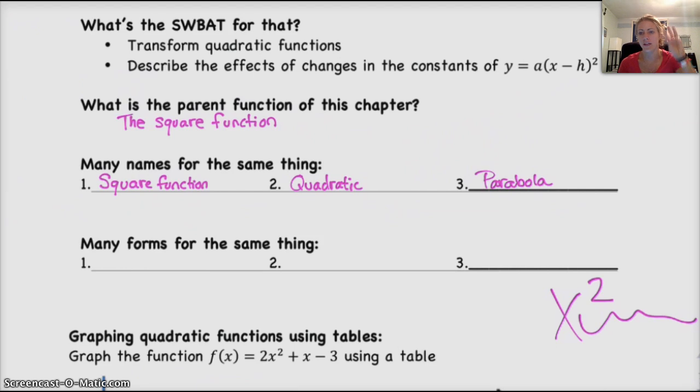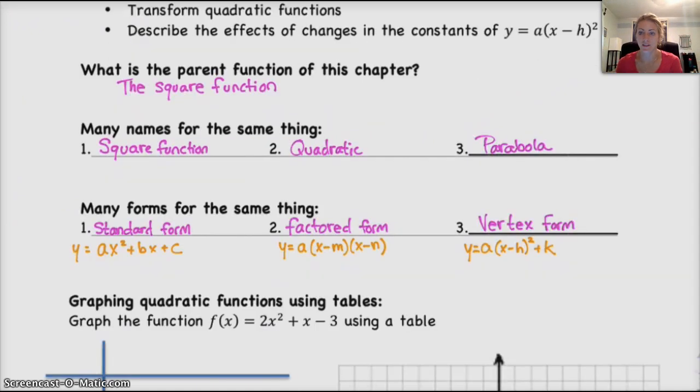And so there are three different forms of the quadratic function. The first is standard form. Then you have factored form, and you also have vertex form. We're going to talk more about each of those forms individually as we go throughout the chapter. But I'm going to just write them down so that you have them, you know that they're coming. So these are the three different forms of the equation of a parabola.